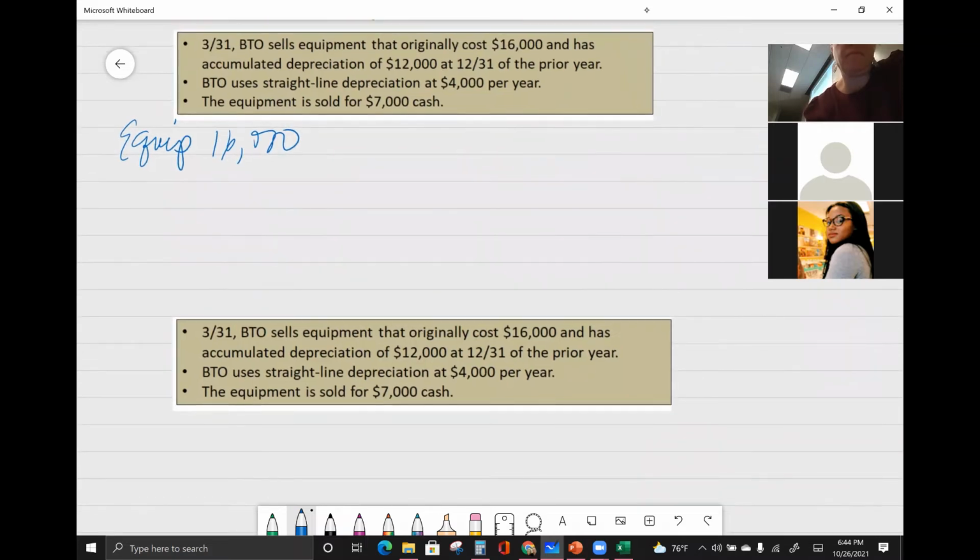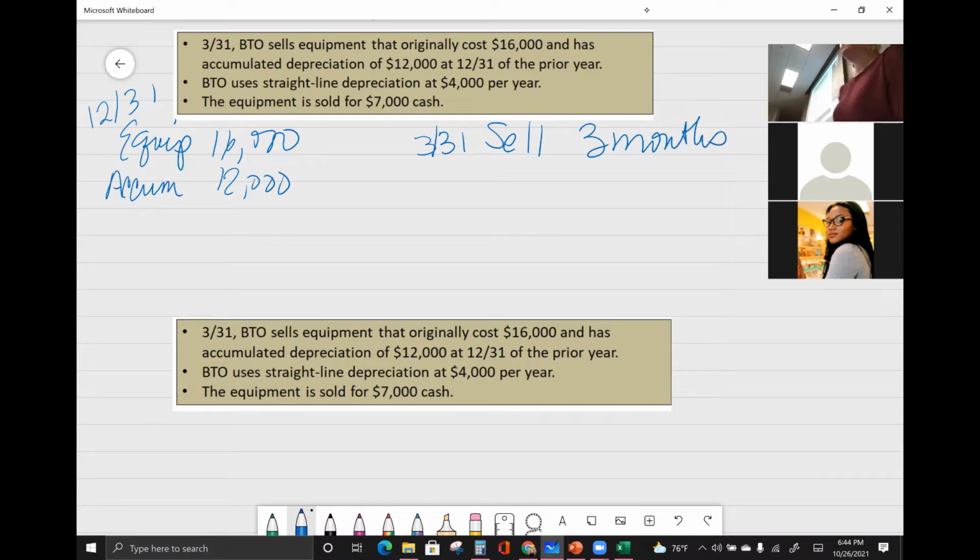And then accumulated depreciation, 12,000. So this is all at 12/31 of the prior year, okay? So this is a year in. Now it's telling me on 3/31, I'm going to sell it, which means what? I've used it for how many months? 3. So before I remove it off the books, I need to do that adjusting entry to recognize the expense for the depreciation for the 3 months that I used it.